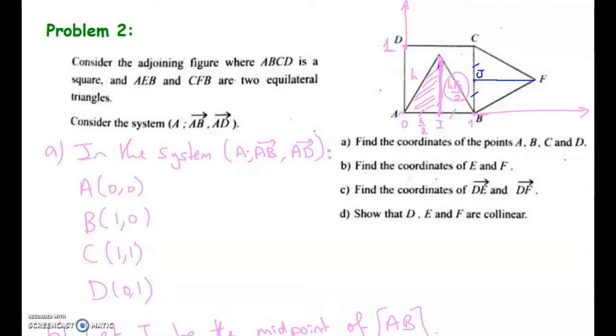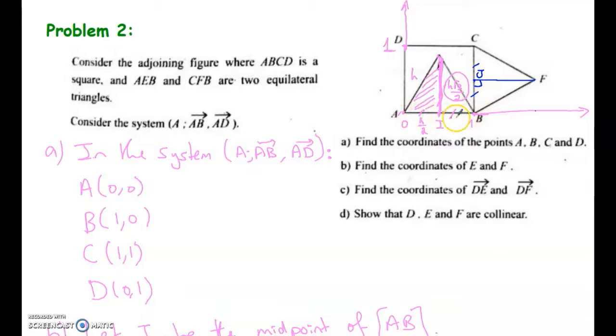Now, to find the coordinates of point F, I need to write AF as a linear combination of AB and AD. What I did here, I took J to be the midpoint of BC, because I want to find this horizontal distance from A till here. Notice that this is nothing but AB plus JF. So I took J to be the midpoint of this segment BC, and this means I can split the vector AF as AB plus BJ plus JF.